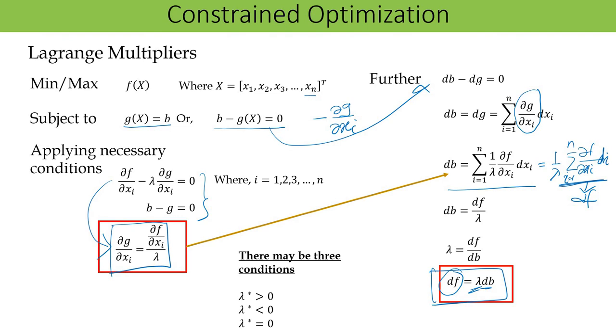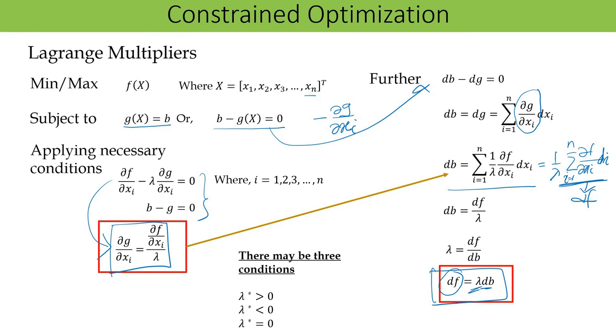And if lambda star is equal to 0, it means that particular constraint is not sensitive. If there is any change in the db value, there will be no corresponding change in the objective function, and no change in the optimal function value. So now I think you will appreciate what lambda is. Lambda is telling how this constraint function is influencing the optimal solution.